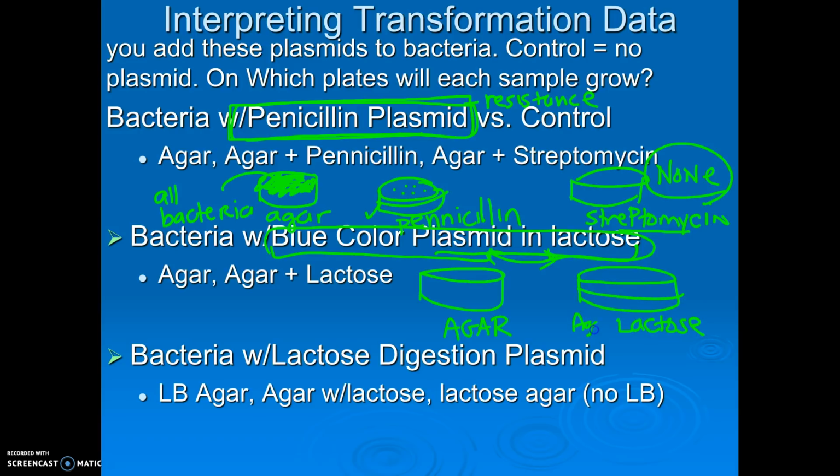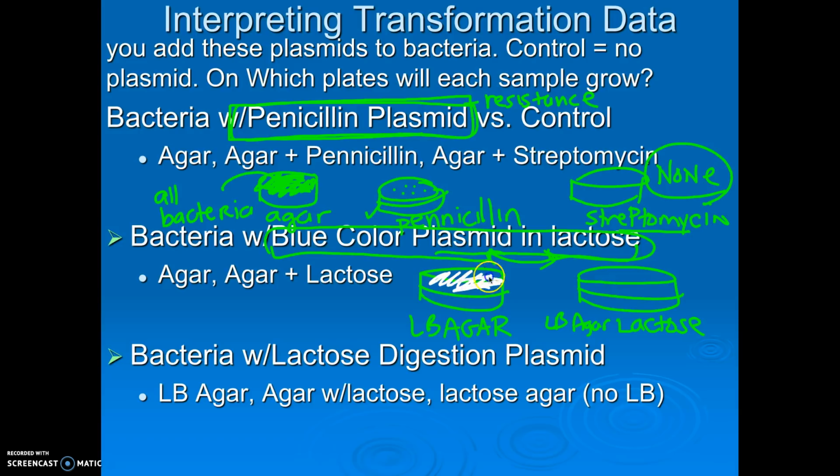And we can assume this is LB agar, meaning it has plenty of food. So the bacteria don't have to be able to digest lactose. In fact, it says that this plasmid doesn't allow them to digest lactose, it makes them turn blue in lactose. So in our first plate of just agar, we have no way of screening our bacteria. So in our first plate, again, we don't have anything going on to screen them, so everything will grow.